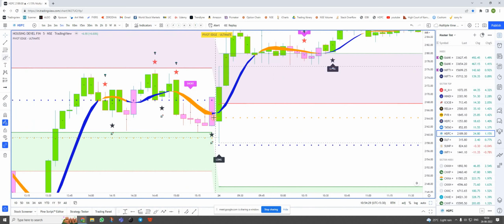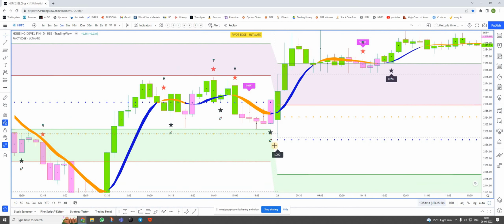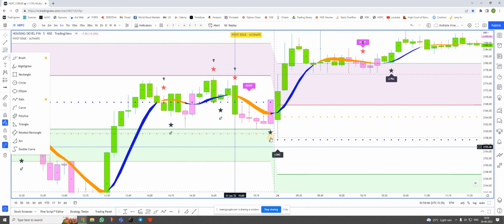See here, you got a rocket symbol and a black star on the previous day, on the last candle itself. But the actual long signal came on the next day after the first candle close. So if you want to take a position in advance, on the previous day itself, based on this rocket symbol you can take a position.